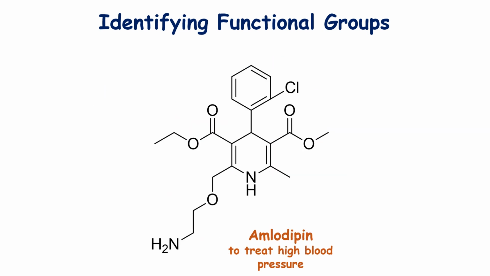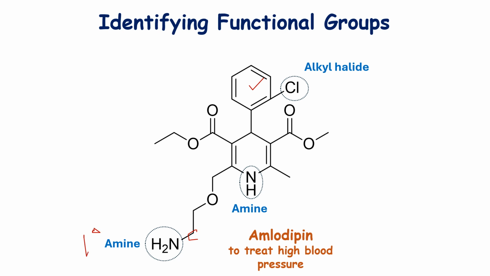This molecule is amlodipine, used to treat high blood pressure. We have chloro group, so this is an example of alkyl halide. But as you can see, chloro is attached to the benzene ring. So if we want to be more specific, then this is an aryl halide. We have NH group, that means we have amine. We have NH2, this is also amine. Nitrogen of amine is attached to 1 carbon, so this is an example of primary amine.